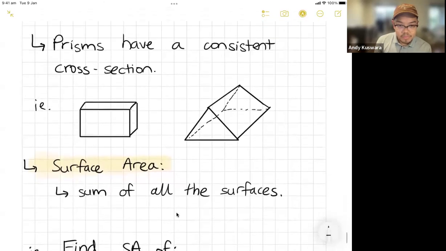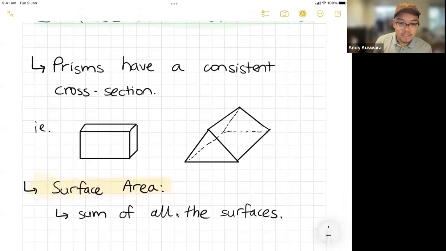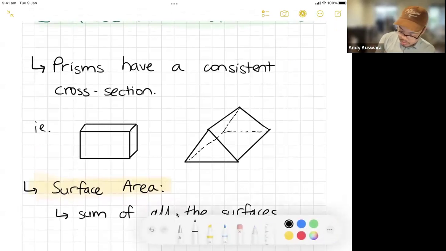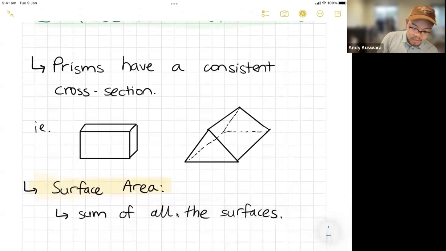Okay, now, very simply, if I ever ask you to find the surface area, I'm just going to get you to sum all the surfaces. So every single surface you see, you're going to find the area of, and you're going to add them together. That's your surface area. So some little things to note here is for a rectangular prism, you're going to have 6 faces. Okay, for a triangular prism, you're going to have 5 faces.